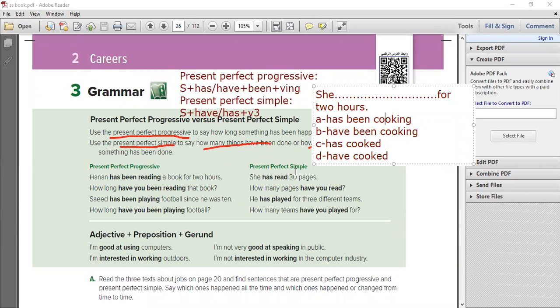And if you look at the example of the present perfect simple, you're going to see that they focus here on the things that have been done. So she has read 30 pages. How many pages have you read? He has played for 3 different teams. So it's only on the things that has been done. How many teams have you played for? It's not about the time.